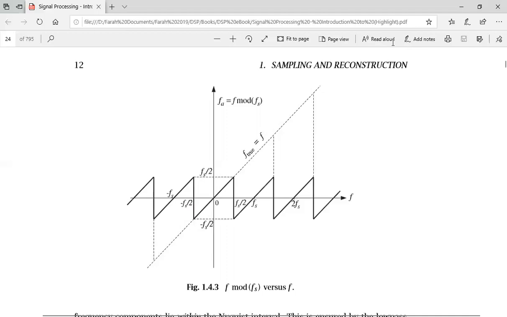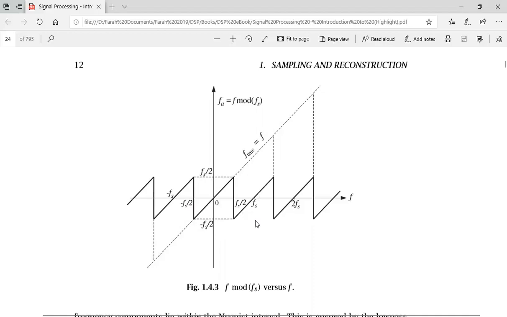Next, what we observe is that if your signal frequency increases from fs by 2 till fs, that is the second half here, where here it is fs by 2 and here it is fs, in this range of your signal frequency, your reconstructed frequency fa, that is plotted along the y-axis, now appears as a negative frequency.